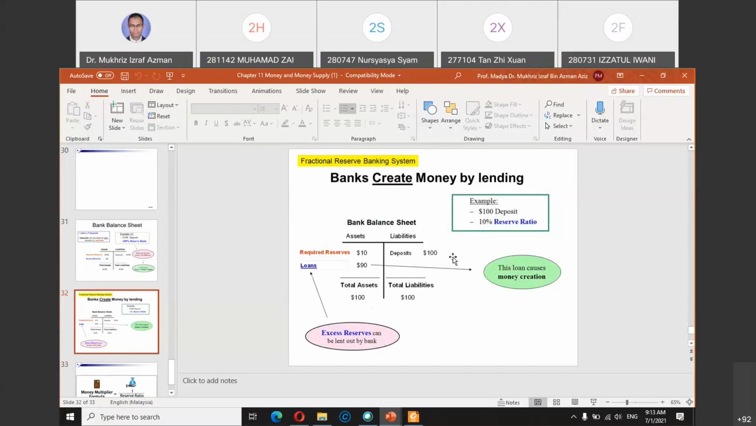Okay, so that's how they make money. The money that they get from the interest is the one that they use to pay for the salary of the workers, and whatnot.